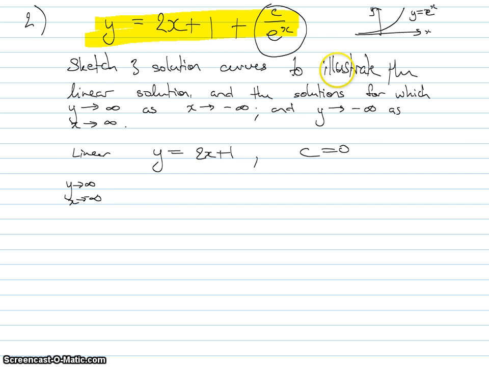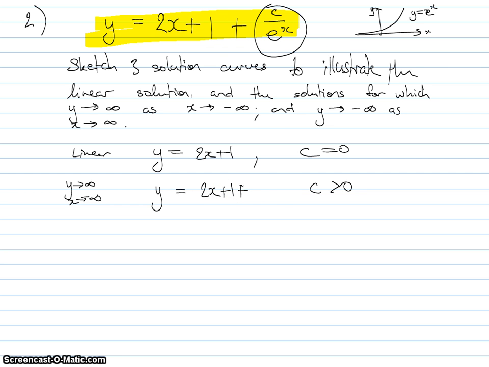Well, that means that depending on the sign of c, I'm either adding or subtracting a big number. So, for when x goes to negative infinity, if I want y to go to infinity, I want c to be greater than 0 so that I'm adding a big number, and this will give me y is equal to 2x plus 1 plus c over e to the x.